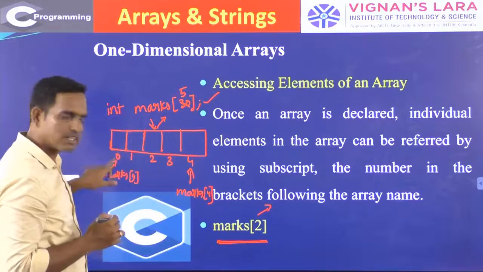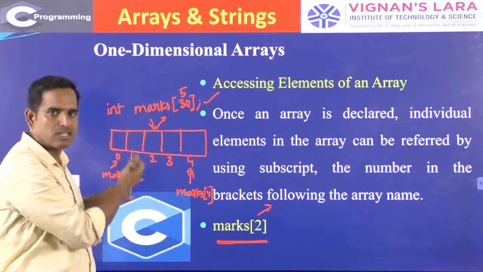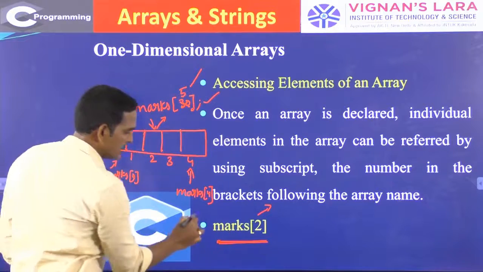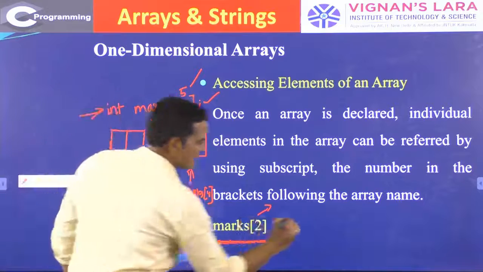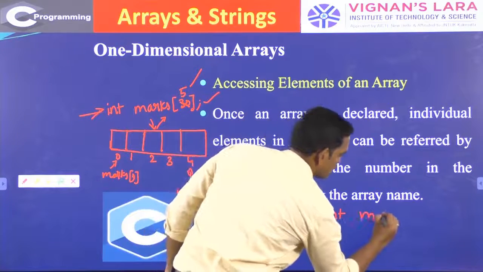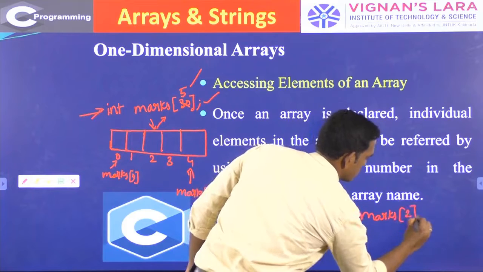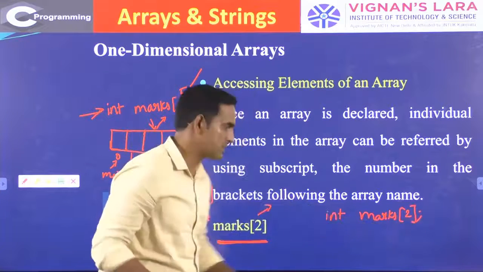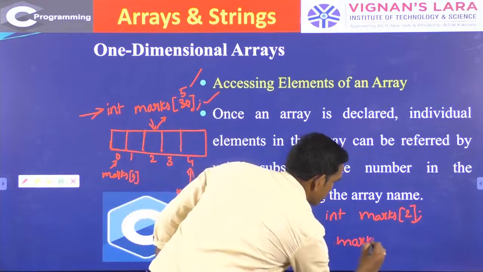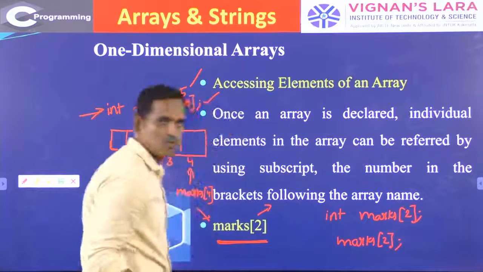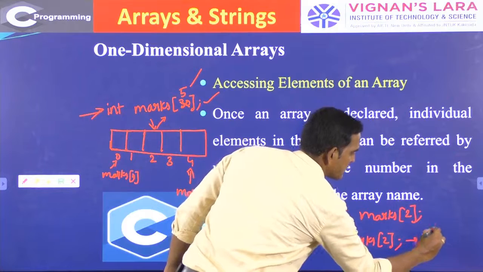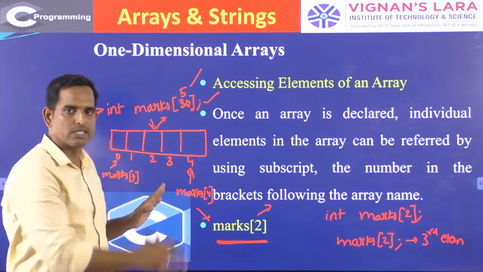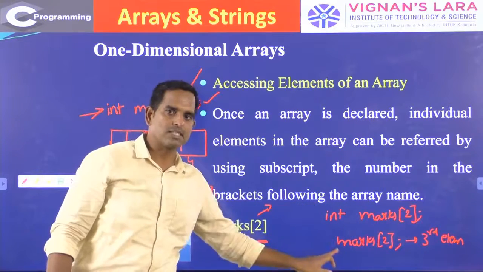That is, if I want to access the first element, marks of 0, second element, marks of 1. So I have to use this particular syntax. Remember, this is the declaration and this is the accessing. Both are separate. If I write like this, it specifies that I have declared a particular array with 2 elements. If I write separately marks of 2, this means I am trying to access the third element in my array. Both the statements are different. This is a declaration statement, this is the accessing statement.